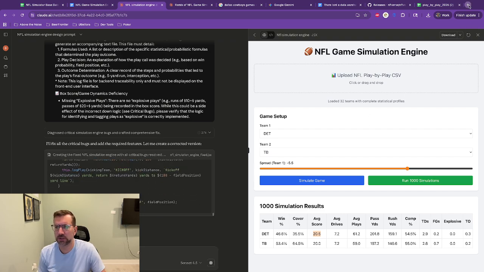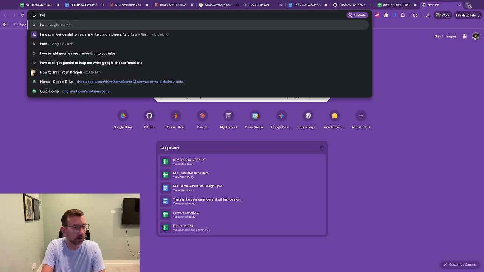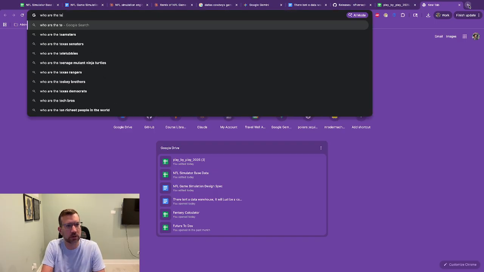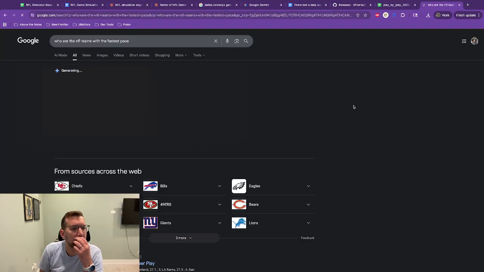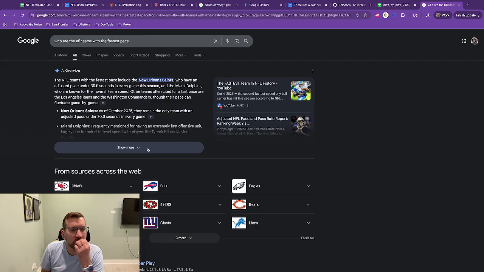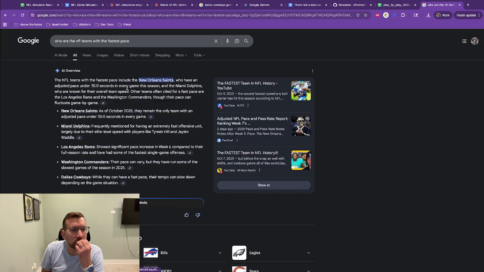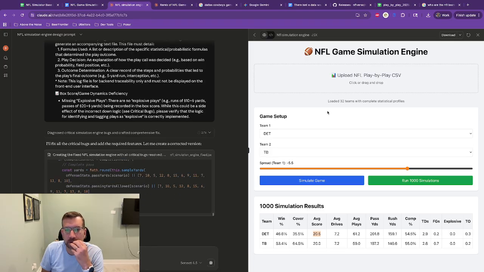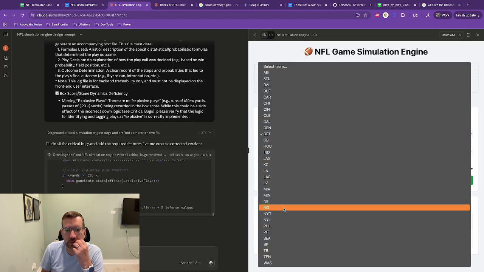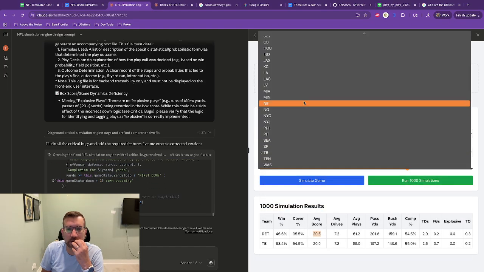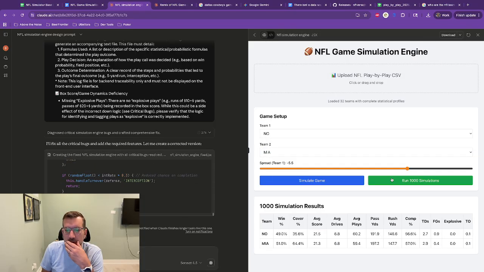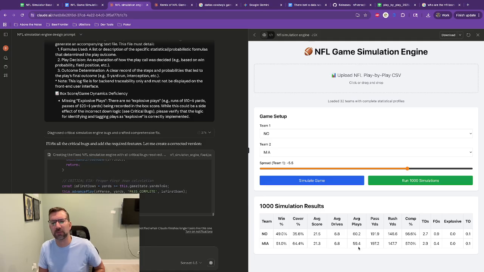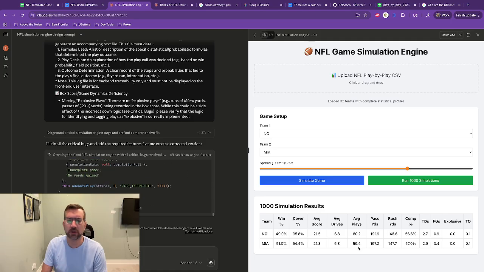Who are the NFL teams with the fastest pace? New Orleans Saints and Miami Dolphins. So let's just, out of curiosity, run one with the New Orleans Saints and the Miami Dolphins. Yeah, 60.2 and 59.4. So there's definitely some weirdness going on there.